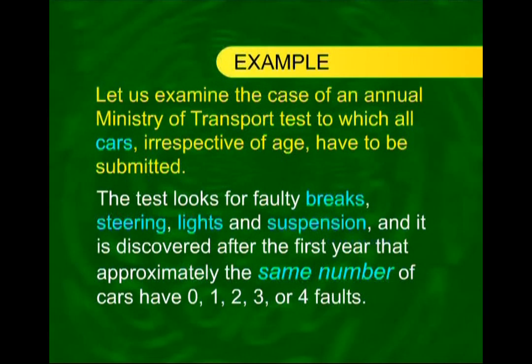As you now see on the slide, let us examine the case of an annual Ministry of Transport test to which all cars, irrespective of age, have to be submitted. The test looks for faulty brakes, steering, lights, and suspension, and it is discovered after the first year that approximately the same number of cars have 0, 1, 2, 3, or 4 faults.